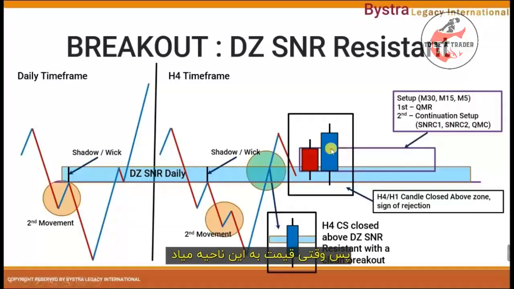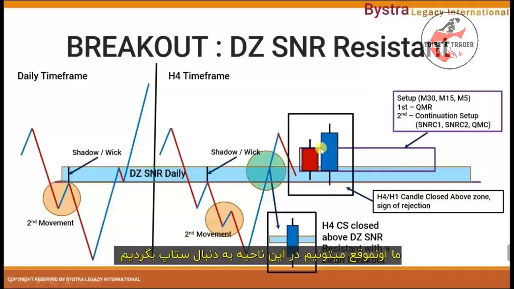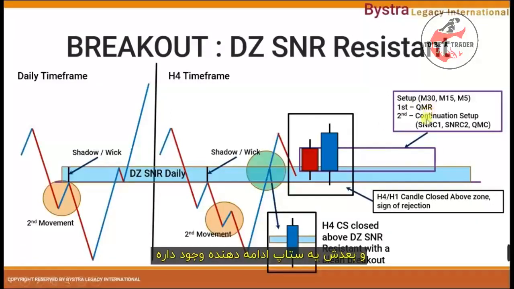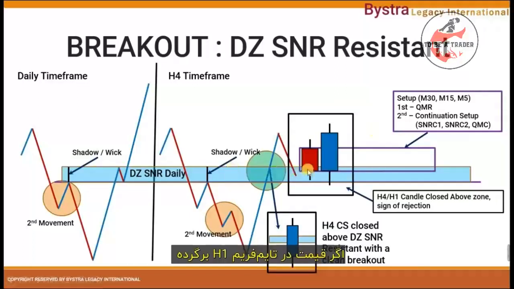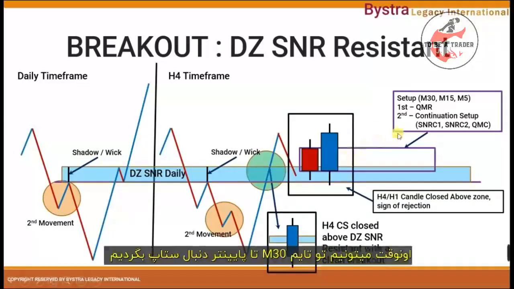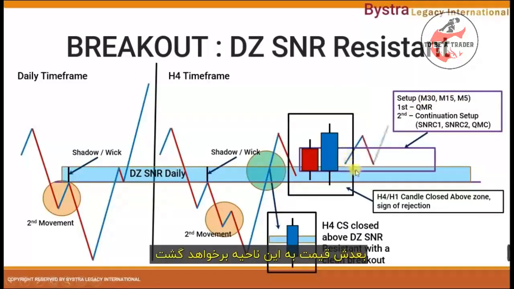So once price comes into this area and rejects with a confirmation, we then can look for a setup in this area. Normally price will make a QMR setup, thereafter will be a continuation setup. If the rejection is at the H4 time frame, then we can look for the setup at the H1 and below. If the price rejects at the H1 time frame, then we can look for a setup from the M30 time frame and below. Price will then come back to this area and continue on the uptrend.